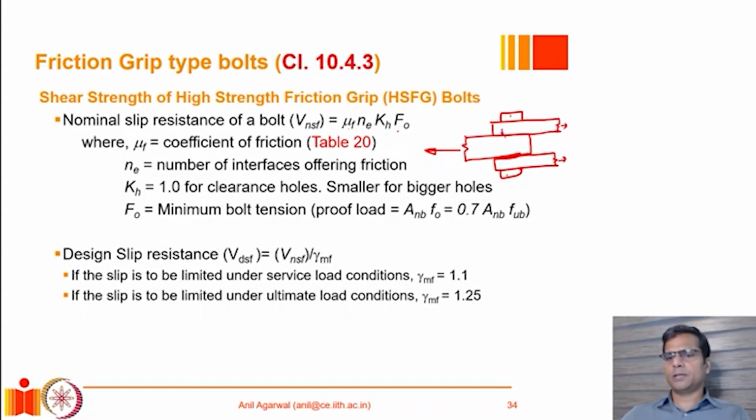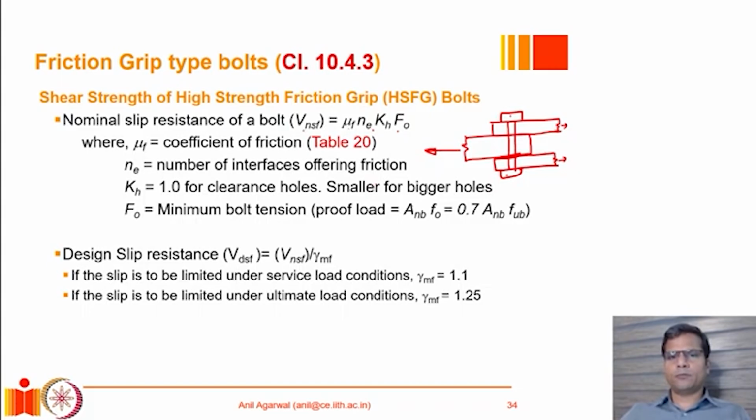Between this plate and this plate, there is a compressive force which is holding the bolt in place. Likewise, there is a compression between this plate and this plate. Because of the presence of this compression, that normal stress, there will be a shear slip resistance present. So in this particular case, for example, we would have NE equals 2.